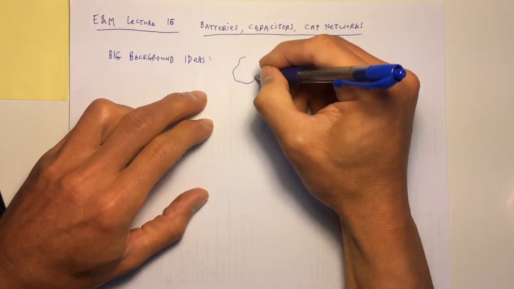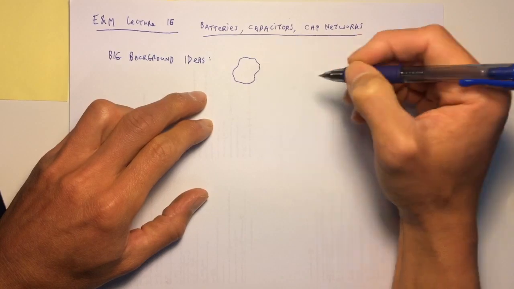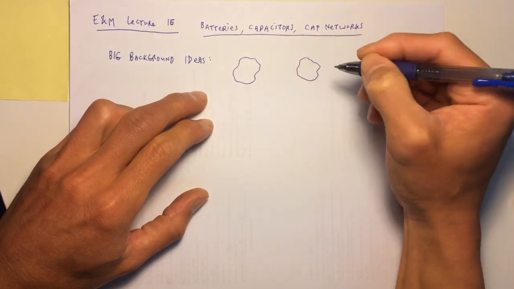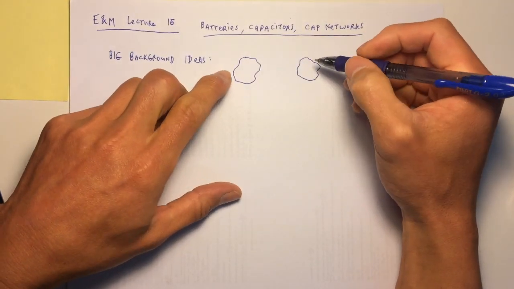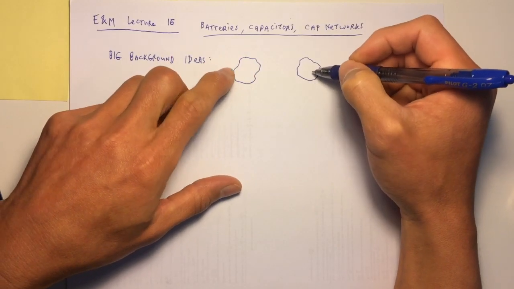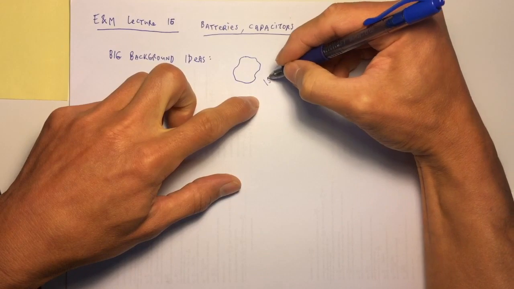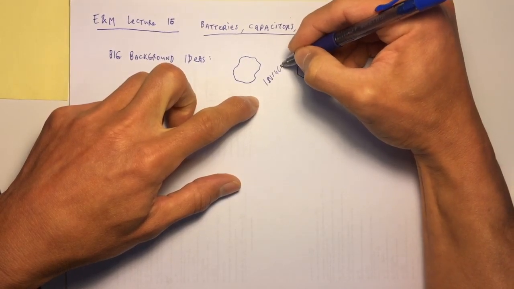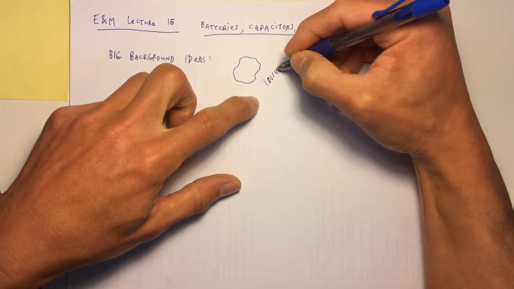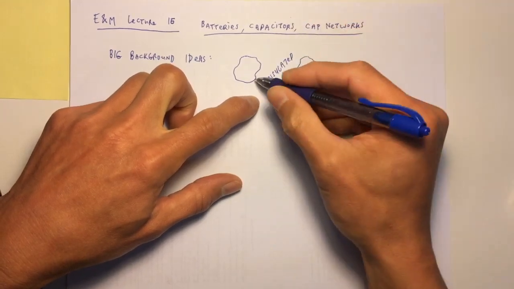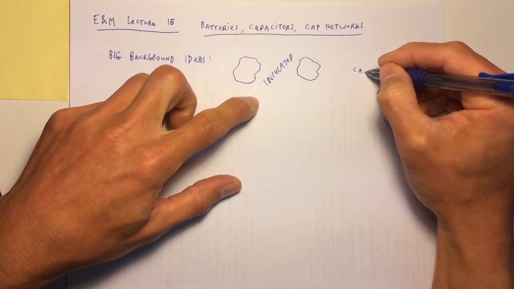If I have two conductors, so here's a conductor and here's another conductor. They don't have a special shape, they're just sort of like two lumps of metal, but they are insulated from each other. So let me put insulated from each other. This actually is a capacitor.